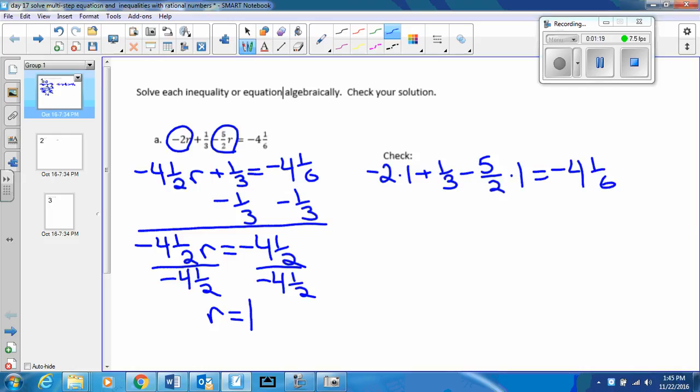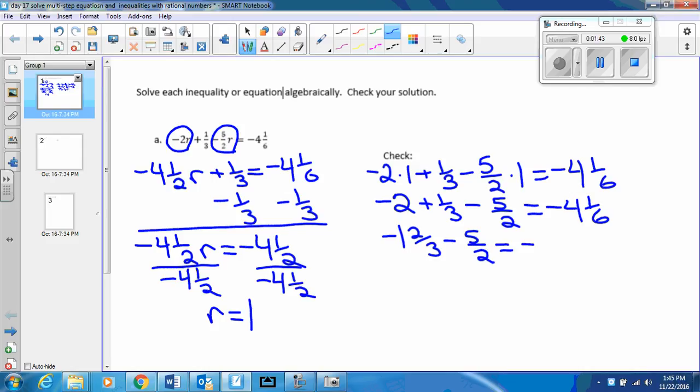And now I simplify the left side. I do the multiplying first. Negative 2 times 1 becomes negative 2, plus 1/3, minus 5/2 times 1 is 5/2. Hopefully equals negative 4 1/6. And then negative 2 plus 1/3 becomes negative 1 2/3 minus 5/2. Hopefully equals negative 4 1/6. Now I would do that subtraction, and I get negative 4 1/6 on both sides.